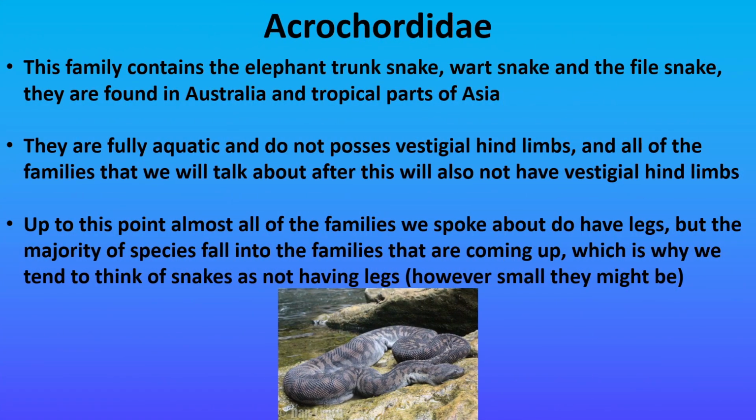Next are the Acrocordidae, and this family contains the elephant trunk snake, wart snake, and the file snake. They are found in Australia and tropical parts of Asia. They are fully aquatic and do not possess vestigial hind limbs, and of all the families that we will talk about after this will also not have vestigial hind limbs.